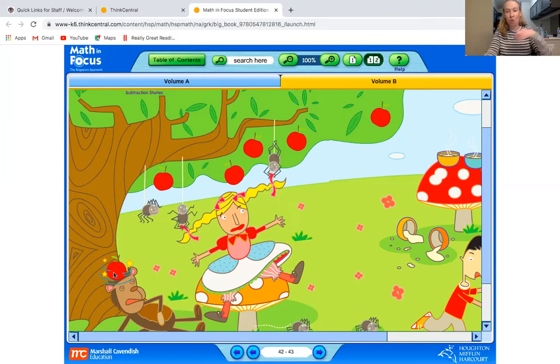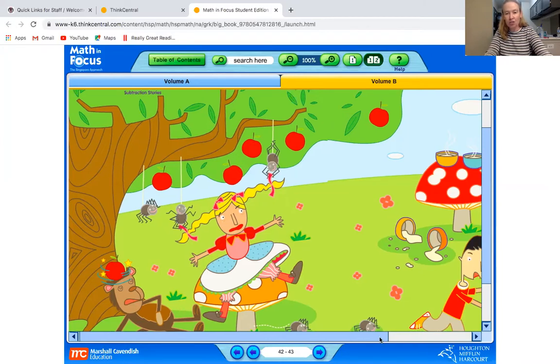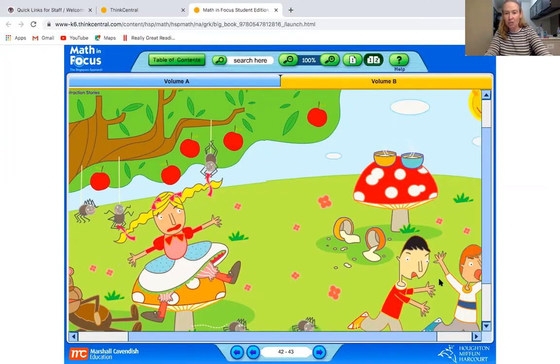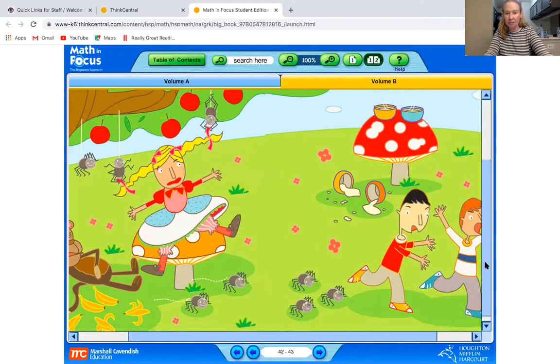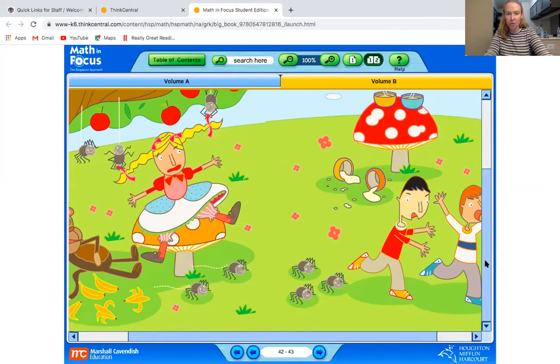Now the next one I want to look at with you guys, and you may write this down with me or just listen and follow along with Mrs. Frey. I want to check out how many spiders there are that are bugging Miss Muffet. It looks like she's got a bunch of spiders bothering her. So let's count. 1, 2, 3, 4, 5, 6, 7, 8. So there are 8 spiders all together.